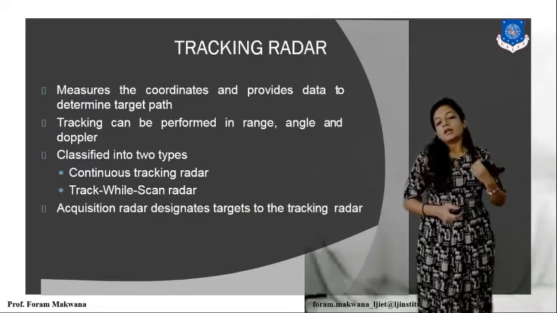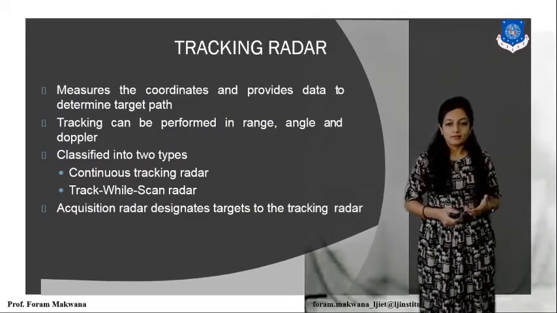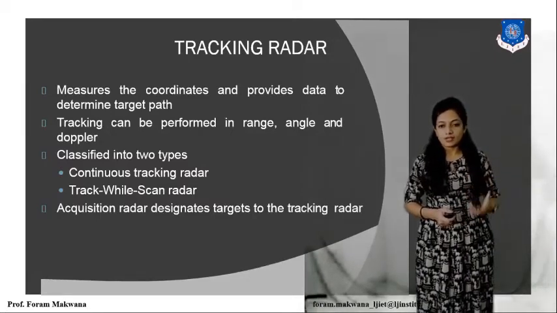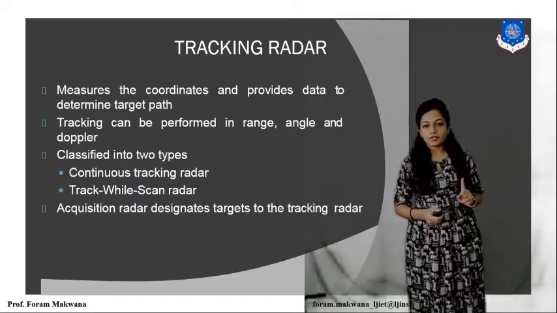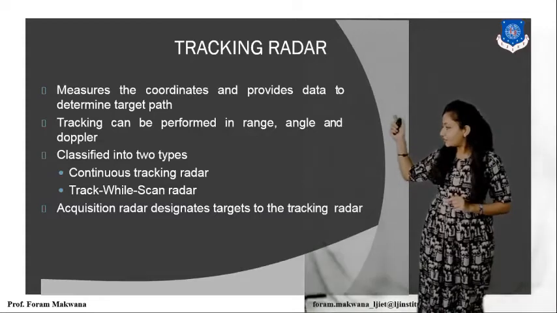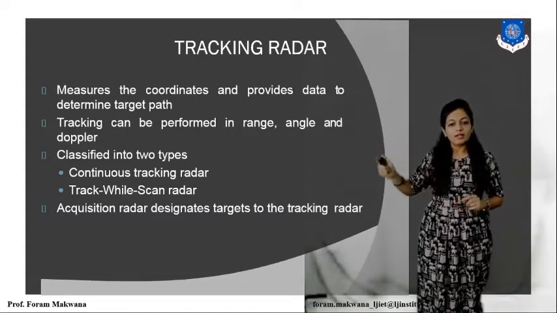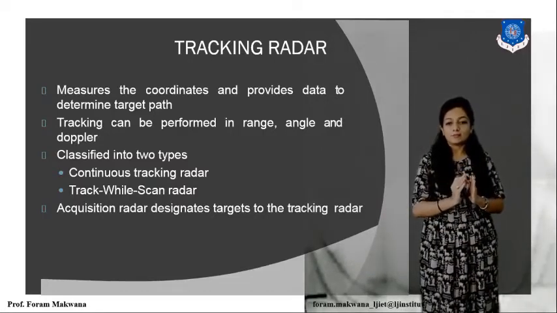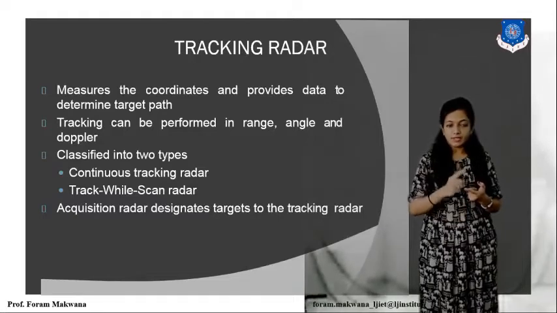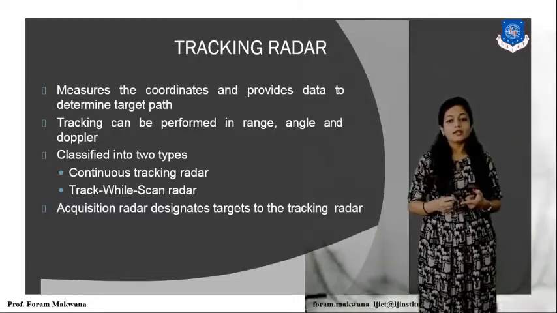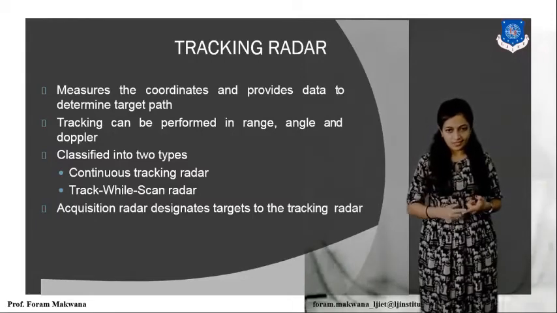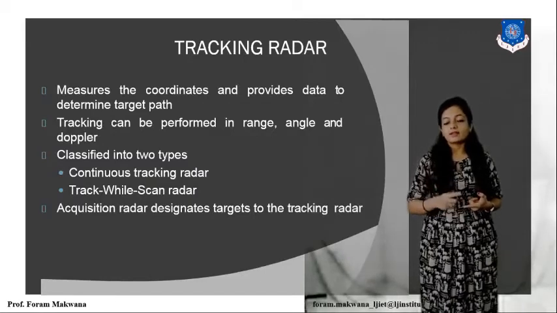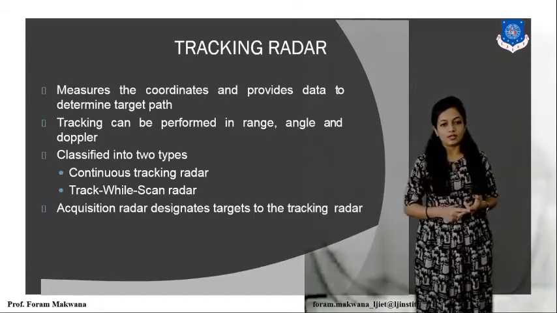So, why are we going to track the target with the help of radar? What information can we extract from the tracking radar? First, it measures the coordinates and provides the data to determine the target's path. It can also give you information like range, angle and the Doppler frequency. Angles are azimuth and the elevation angle.